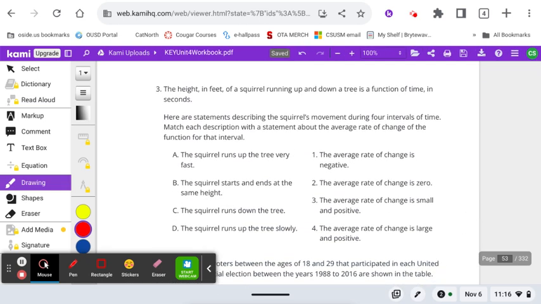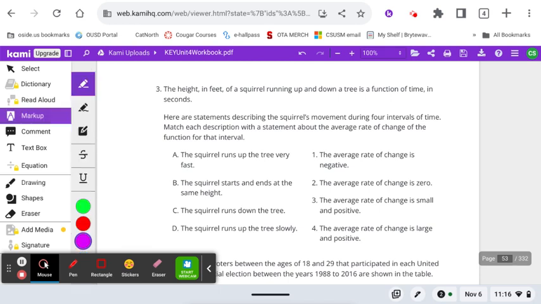The height in feet of a squirrel running up and down a tree is a function of time in seconds. Here are some statements describing the squirrel's movement over 4 intervals of time. Match each description. So this is one of those ones where you are going to match. So the average rate of change is negative. The squirrel runs up a tree very fast. The squirrel starts and ends at the same height. The squirrel runs down the tree. The squirrel runs up the tree slowly.